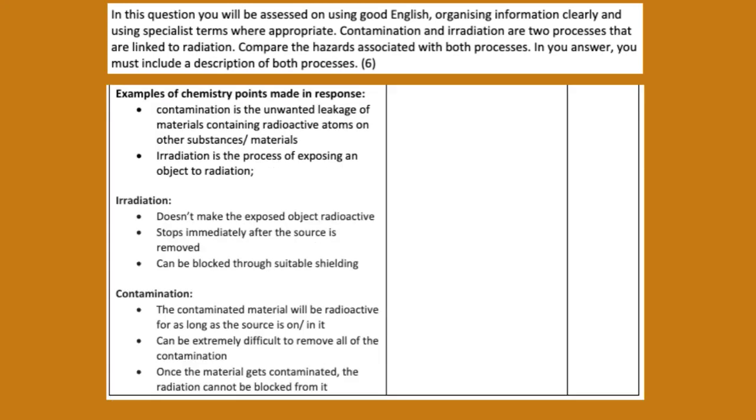Examples of statements include the definitions of contamination and irradiation, that is, how contamination is the unwanted leakage of materials containing radioactive atoms on other substances or materials, whilst irradiation is the process of exposing an object to radiation. Note that both of these definitions must be present if the answer is to gain the full marks, as the definition or description of these processes was specifically requested in the question.